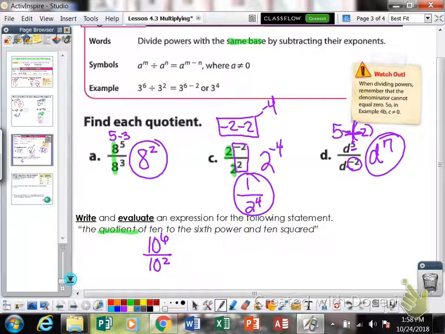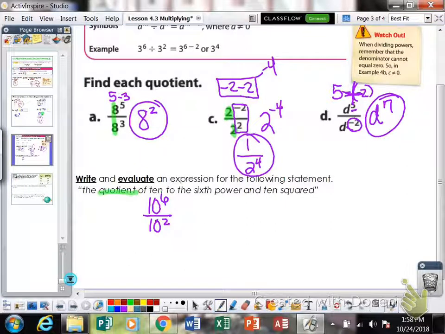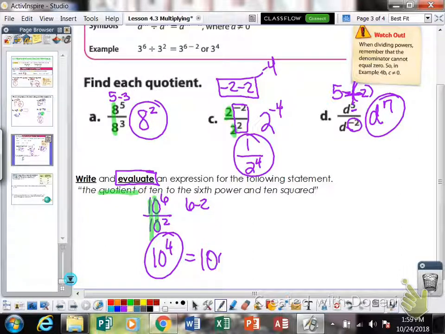Now it says evaluate it. So I look at this, and the bases are the same. So tens, the bases are the same. So 10, and then I subtract the exponents. 6 minus 2 is 4. So 10 to the 4th. And then because it says evaluate, we should go further, and we get 10,000 for our answer.